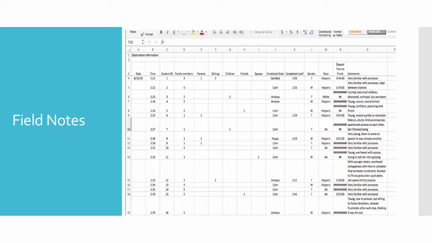And across this spreadsheet you can see the types of things that I was observing, from the number of students there, if they were accompanied by any family members, the types of family members, the emotional state they found themselves in, what time they completed their tasks, and if they did, and then some specifics to gender, race, and some comments with regards to how they seemed to be familiar or not with the processes at hand.